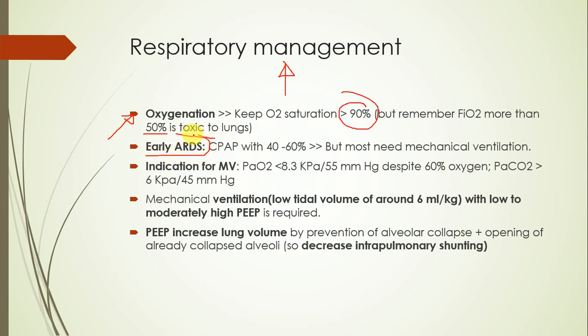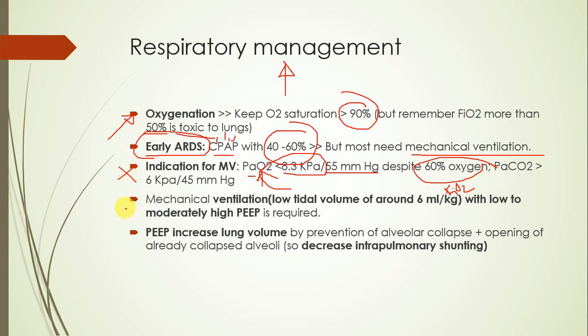For early cases of ARDS, we might use a CPAP, continuous positive airway pressure, with an oxygen level of 40 to 60%. But most of the cases actually progress to a more severe form and require mechanical ventilation. When should we consider mechanical ventilation? The answer to this question is when someone has a partial pressure of oxygen less than 55 millimeter mercury or less than 8.3 kilopascal, despite having 60% oxygen, FiO2 60%. That's the main indication of mechanical ventilation.